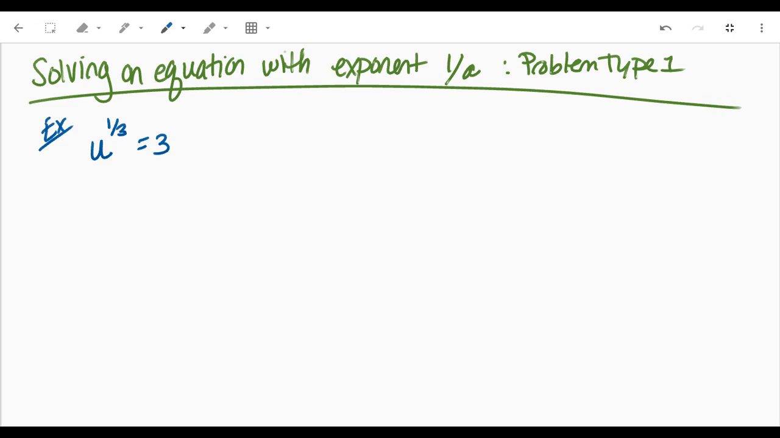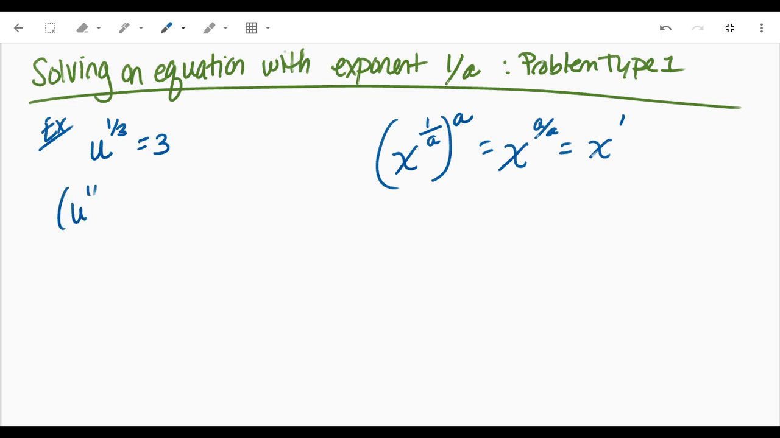Now remember, if you have a value x to the 1 over a, remember your power of a power rule. If we take it to the a power, then that's x to the a over a. You multiply those exponents, so x to the first. Since this is 1 over 3, we're going to take it to the third power, and that's going to be on both sides. So u is 27. And that's it.